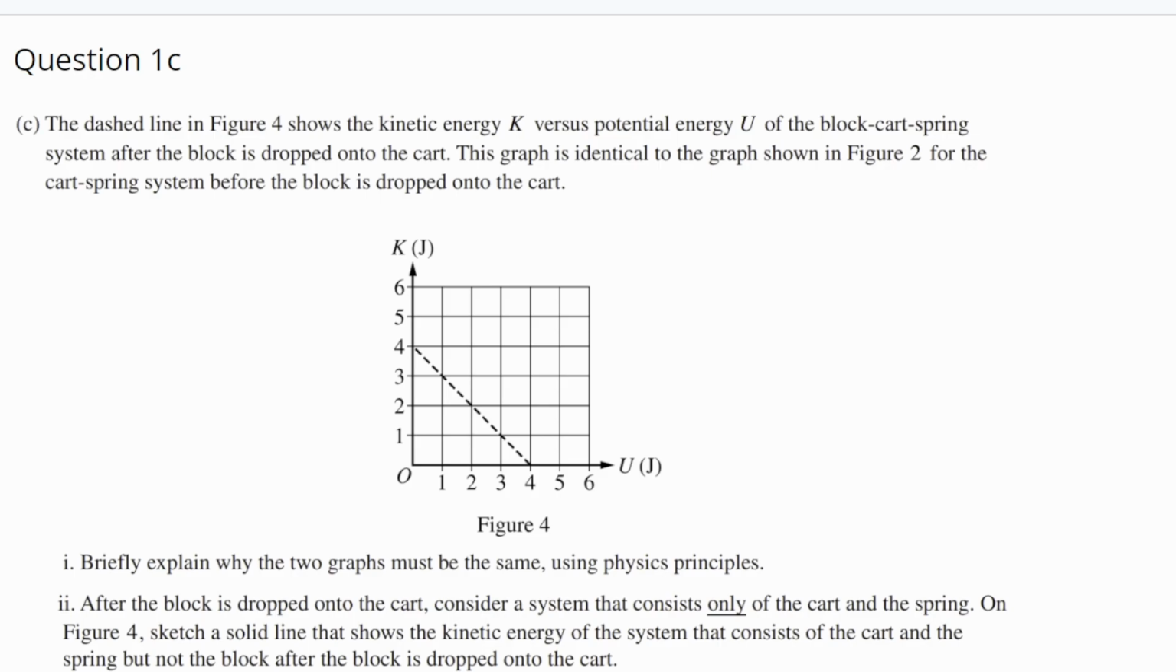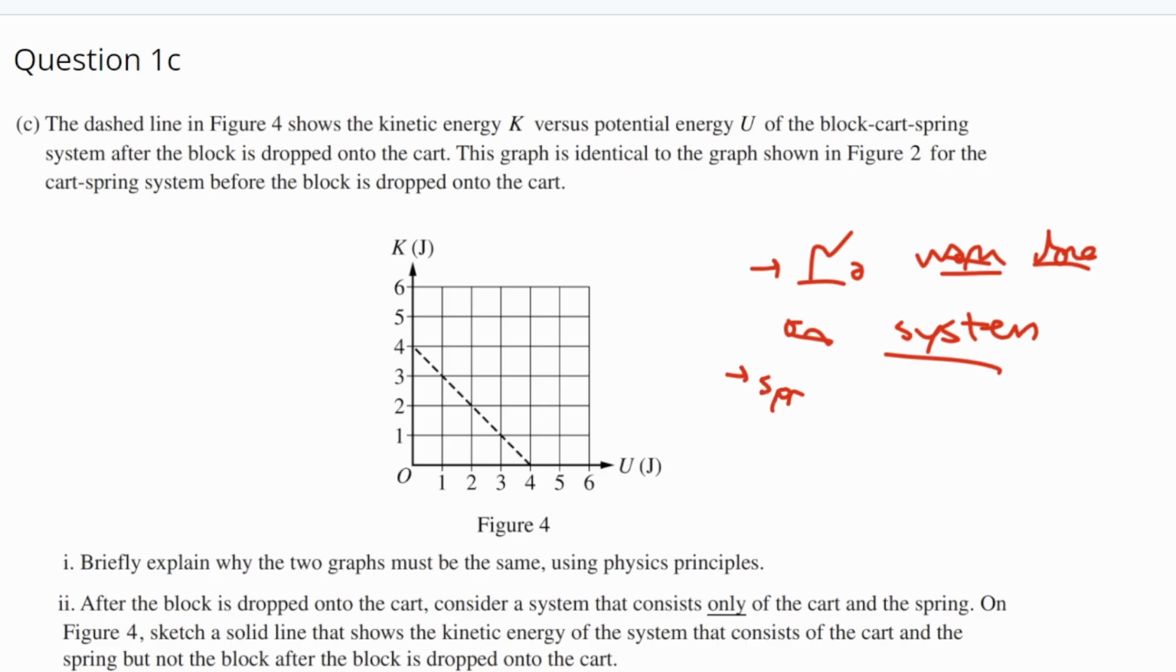In order to answer this, we're going to take a similar approach to the first one. So first, we know that no work was done on the system because even though we dropped the extra mass on, no external force was actually applied to the system. And also, the potential energy in the spring was constant. No matter what mass you put at the back of the spring, the potential energy of the spring will stay the same. And we know that for spring energy, the formula is also given to us on the formula sheet.